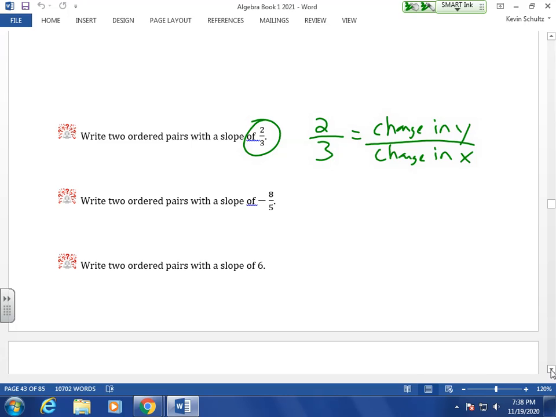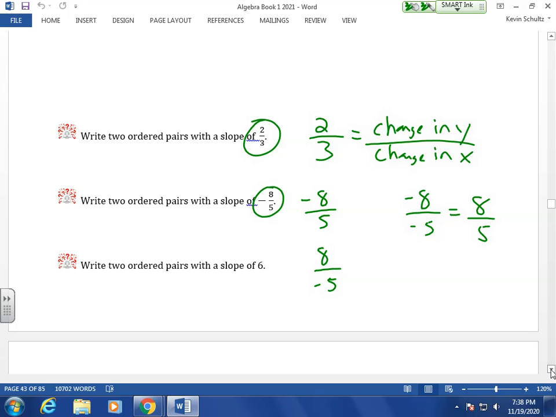For a slope of negative 8/5, I'm going to rewrite this fraction as negative 8 over positive 5 or positive 8 over negative 5. Okay, so this time when you look at your y's and your x's and you plug them in that formula, y2 minus y1, they still need to be 8 apart, but one of them has got to be negative. Either your y's subtract to be negative 8 and your x's subtract to be positive 5, or your y's subtract to be positive 8 and your x's subtract to be negative 5. They can't both be negative because a negative 8 over negative 5 is actually positive 8/5.